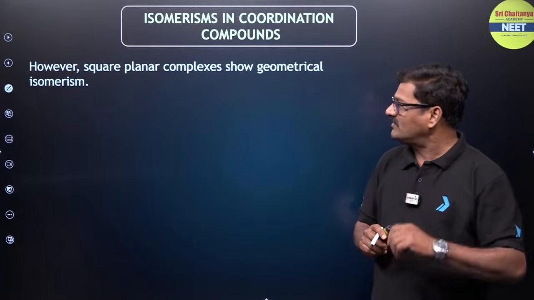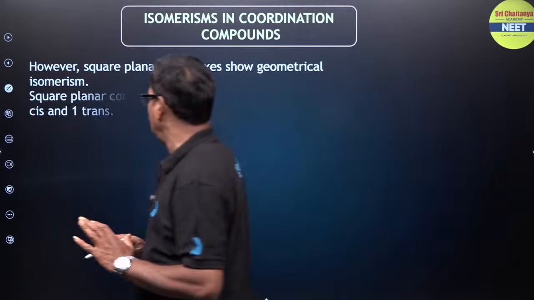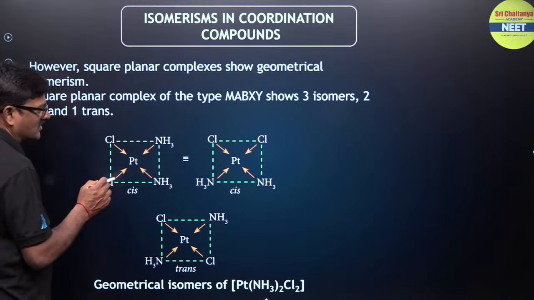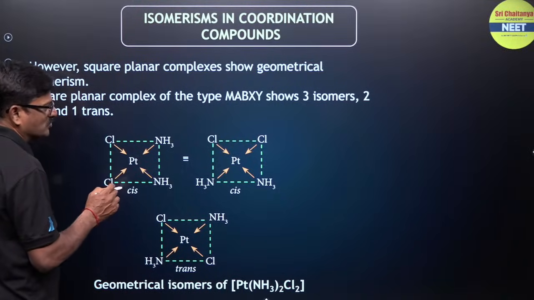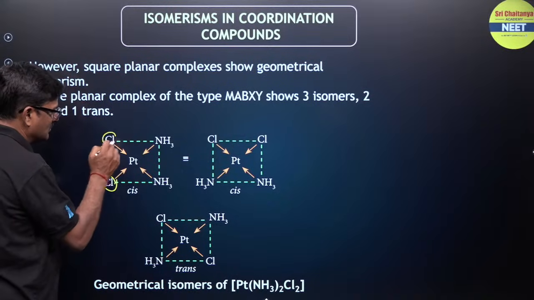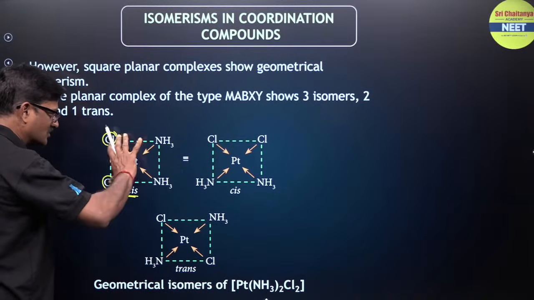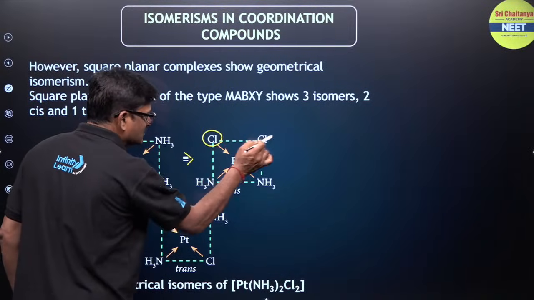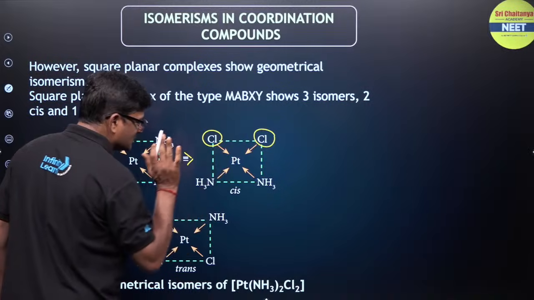Moving ahead, square planar complexes show geometrical isomerism. Similar ligands are on the same side with respect to this chlorine. This is a cis isomer. You can also change this. The same thing can also be written: similar ligands are going to be in the cis position.